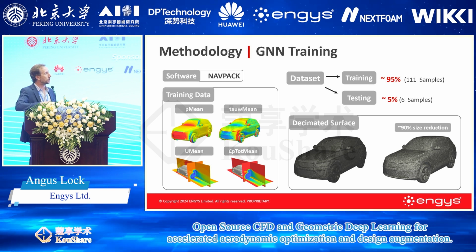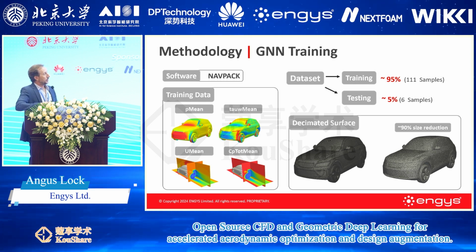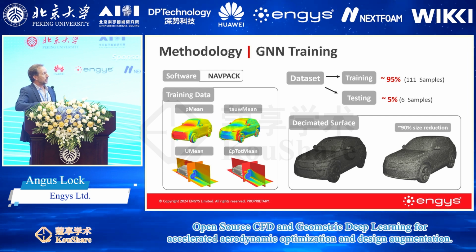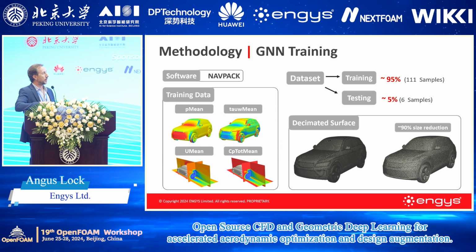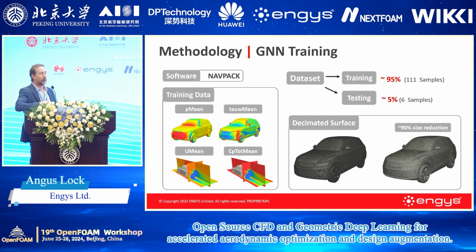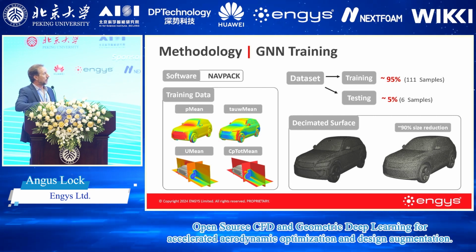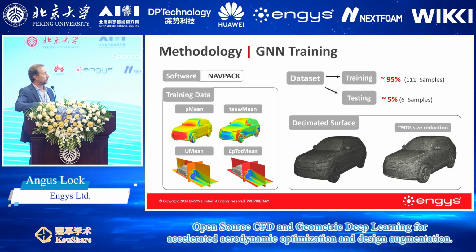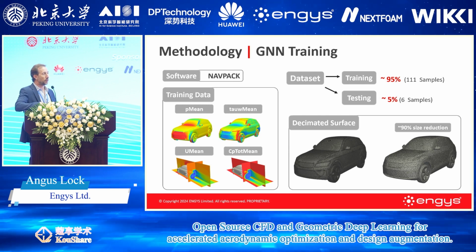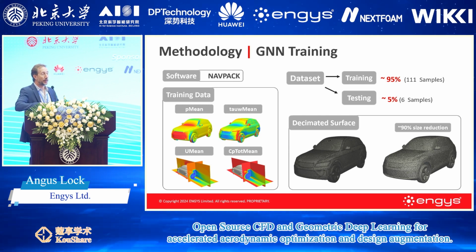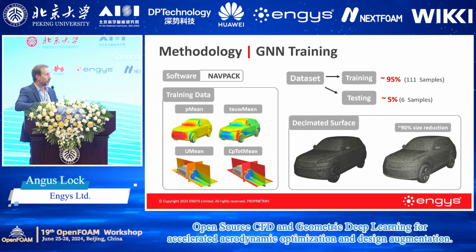And then in this particular instance, we use 95% of the data set for training. More typically, you would use about 80% of the data set for training, but again, we were just wanting to do things as quickly as possible to fit in and around our commercial work that we're using our HPC system for. So that was 111 samples, and we used 5% for testing. So you want some unseen data for the graph neural network to check that it's performing as expected. So we reserved six cases for testing.